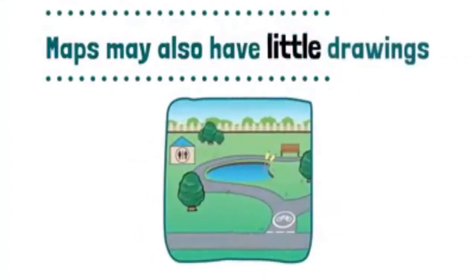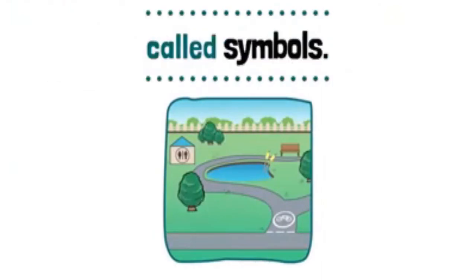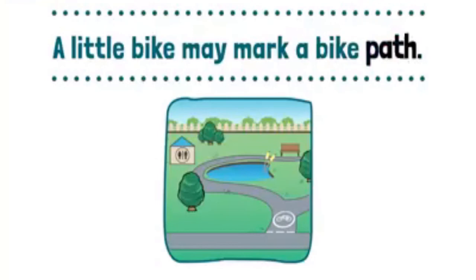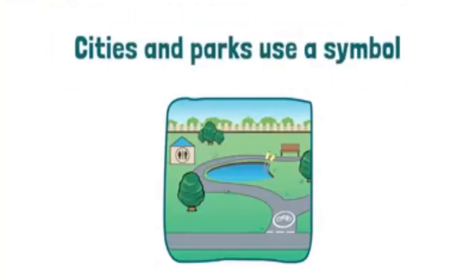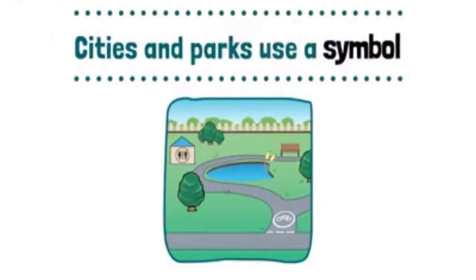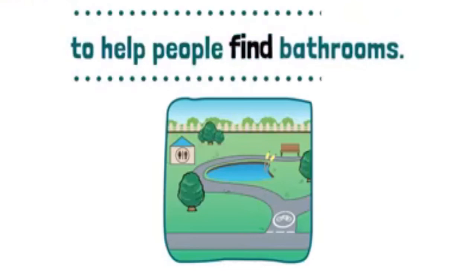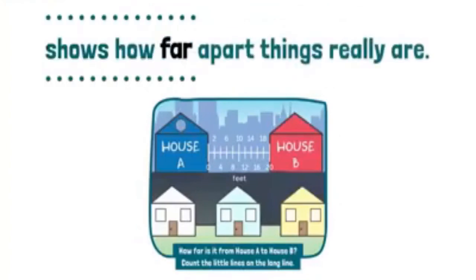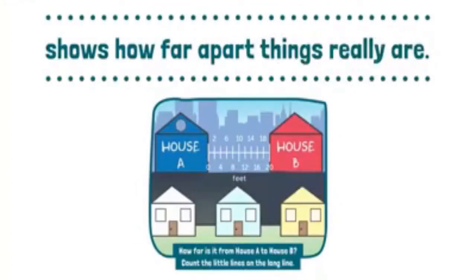Maps may also have little drawings called symbols. A little bike may mark a bike path. Cities and parks use a symbol to help people find bathrooms. A scale on a map shows how far apart things really are.